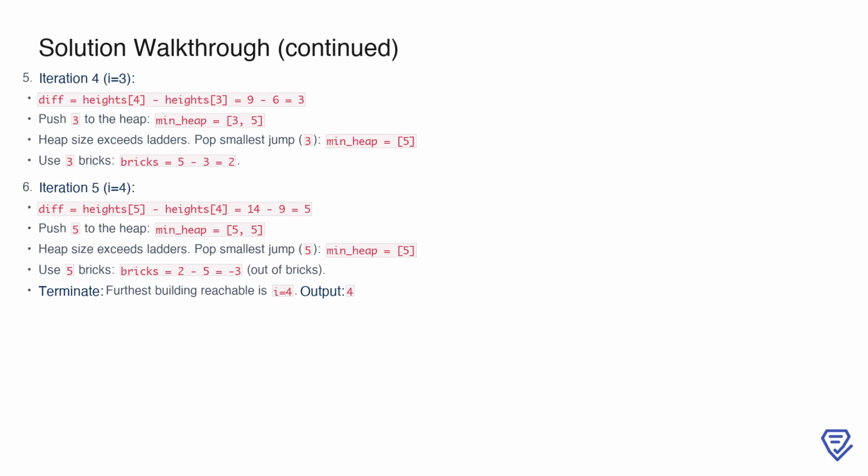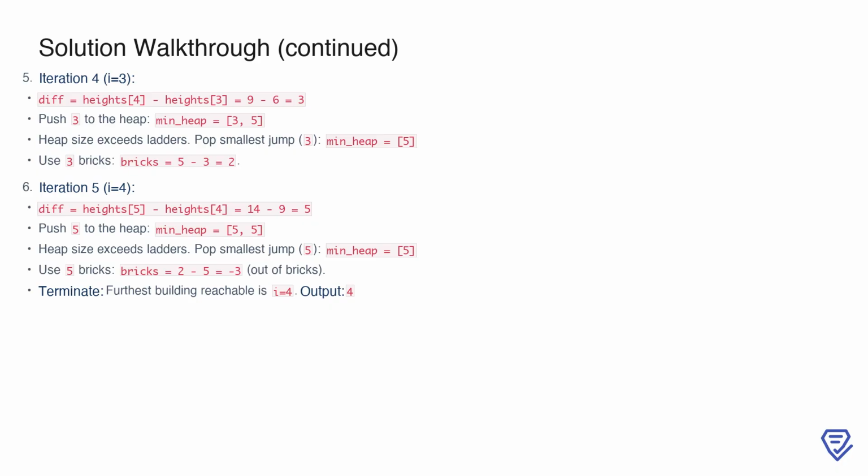Continuing with the process, in iteration 4, the difference between heights 4 and heights 3 is 3. We push this into the heap, so the heap now contains 3, 5. Since the heap size exceeds the number of ladders, we pop the smallest jump, which is 3, from the heap. This jump is handled using bricks, reducing the brick count to 2.